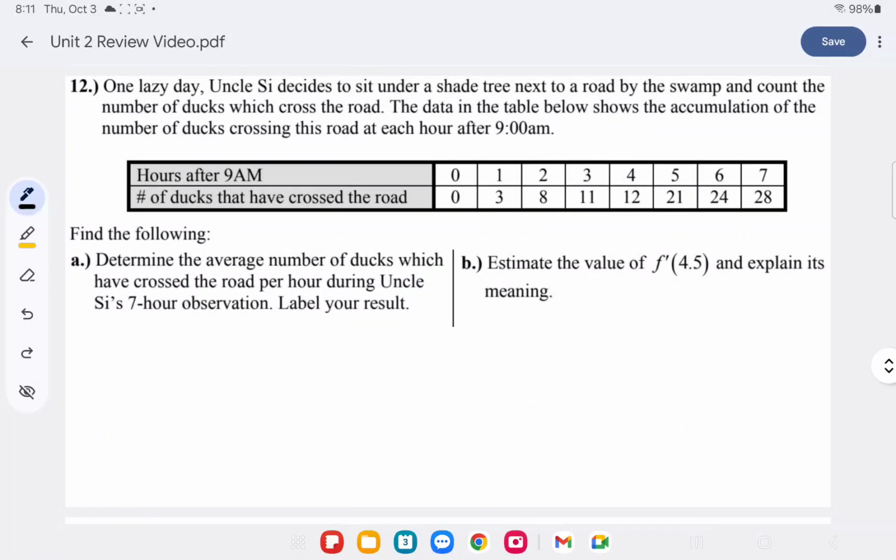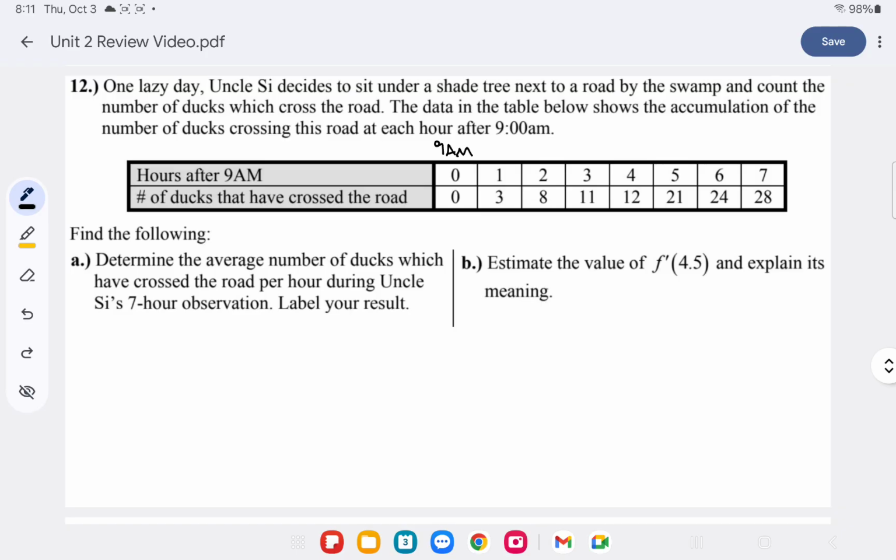All right, let's see here. We are watching ducks hours after 9 a.m. So this first one is referring to 9 a.m., 0 ducks. And then the first hour, it looks like there were 3 ducks. Then after 2 hours, there were 8. Okay.